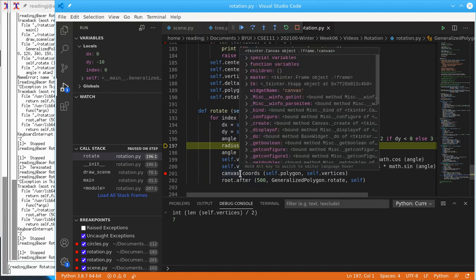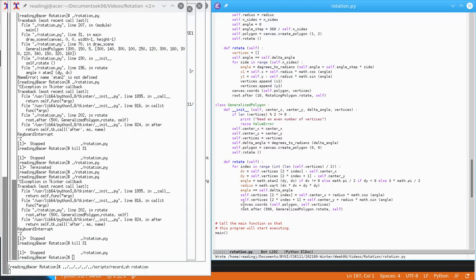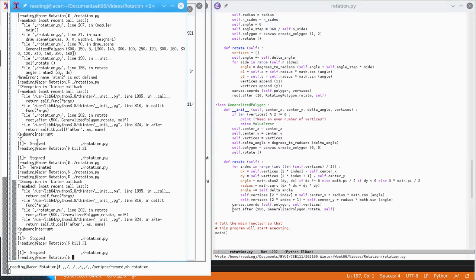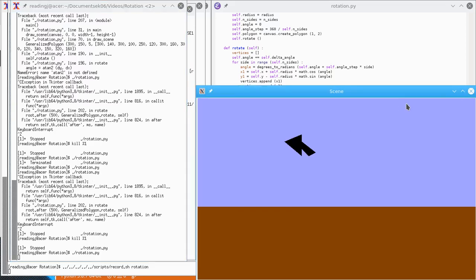Wait a minute, why am I setting the coordinates inside of the loop? And my root dot after as well. Let's see how much of a difference that makes. Probably not much, but it might because of the dot after. Nope. Well, at least it doesn't freeze anymore. But that sure doesn't look like it's rotating, does it? Looks like it's doing push-ups of some sort.